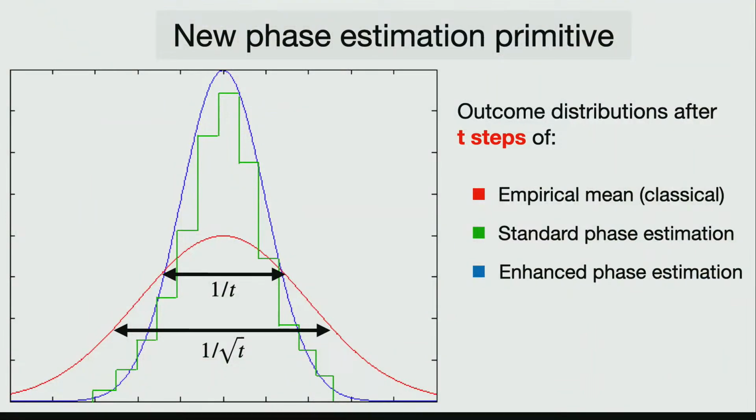Okay, so this is just a picture showing the outcome distribution after T steps of three different types of estimators. In red, you have the classical empirical mean, when you just collect a bunch of classical Gibbs samples and compute the average. It is an unbiased estimator, but the variance is pretty large. It's 1 over the square root of the number of classical Gibbs samples. In green, you have standard phase estimation that does improve the standard deviation, but the distribution is not exactly symmetric. And this new phase estimation primitive gives you something which is perfectly symmetric, and that preserves the standard deviation of the outcome distribution.